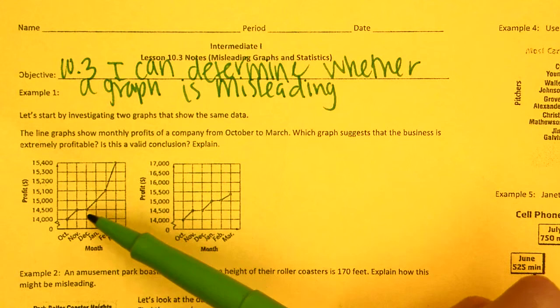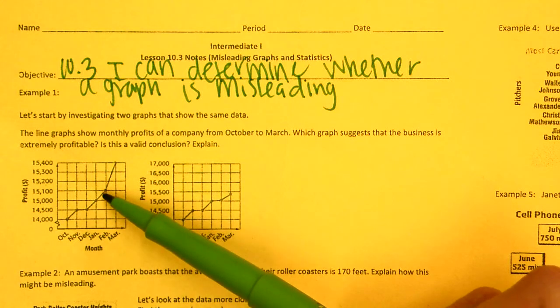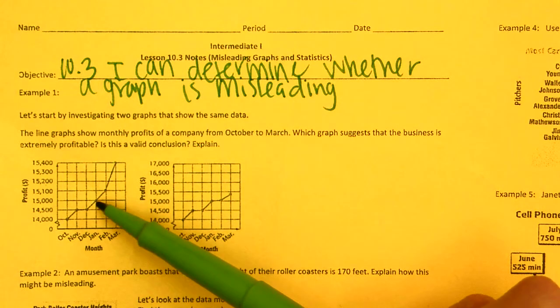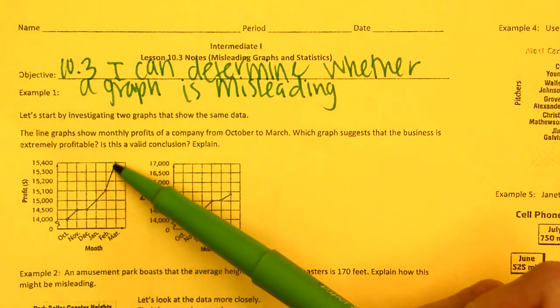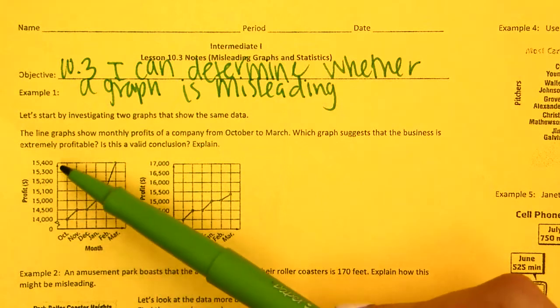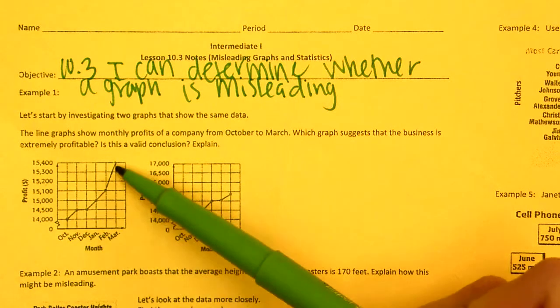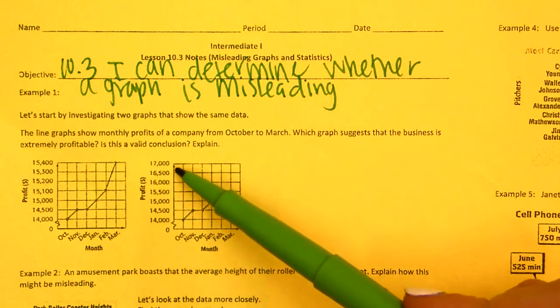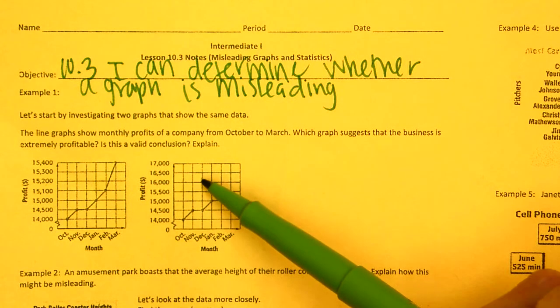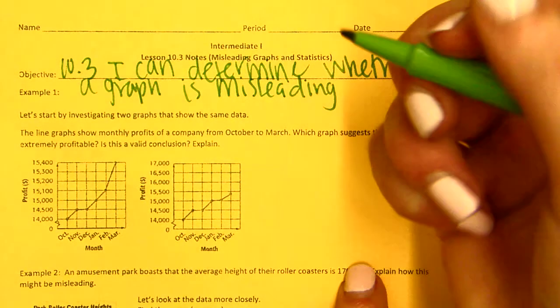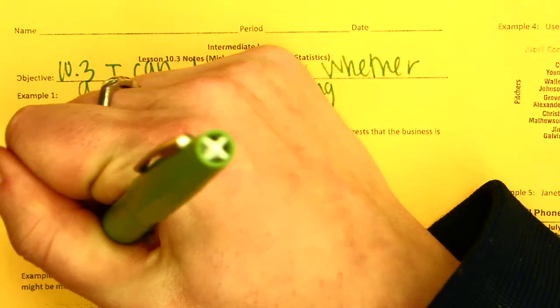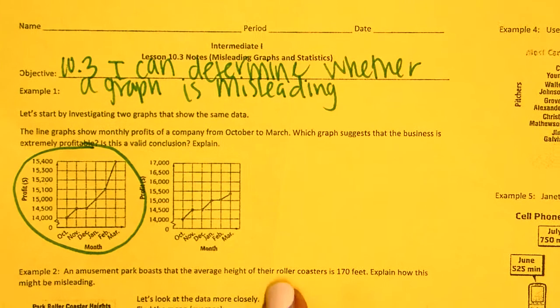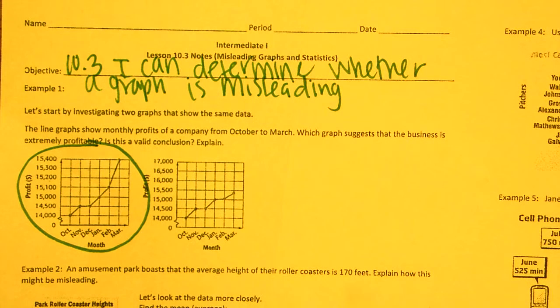So this part of the graph where it looks like it's increasing a lot, it's really only increasing by 100 right here and by 300 right here. But because they changed the scale, it looks like it's increasing a ton. This one has the same information, but they go by 500s the entire time. So the first graph makes it look like the company's extremely profitable, but it's not a valid conclusion because they didn't use the same scale.